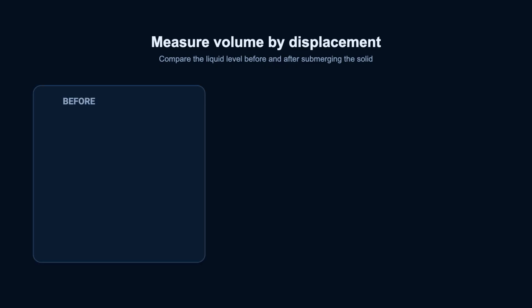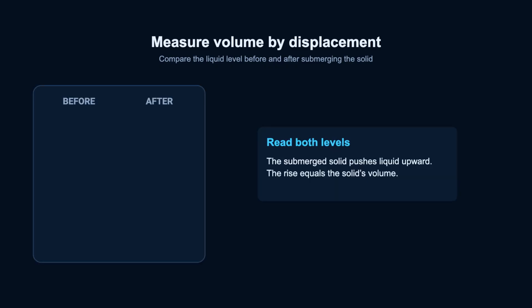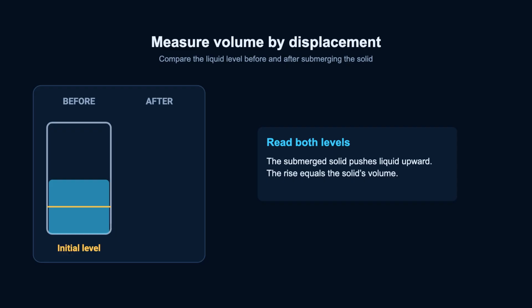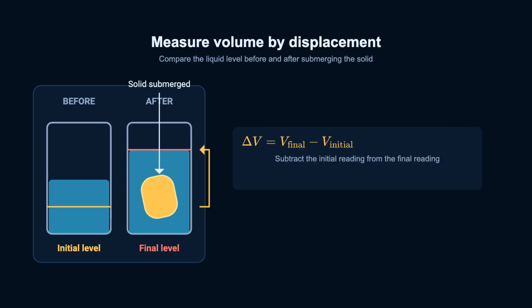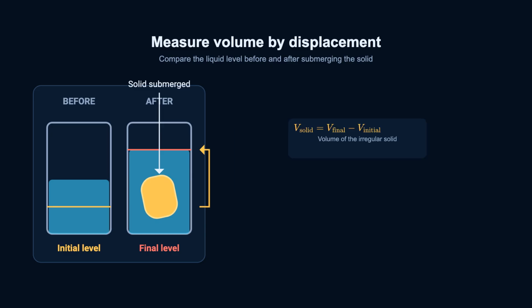In a before and after diagram, first locate the initial liquid volume. Then inspect the second level with the irregular solid completely submerged. The solid has displaced liquid, so the level rises. Subtract the initial reading from the final reading. Volume of the solid equals final liquid volume minus initial liquid volume. The change between the two readings is the quantity you need.